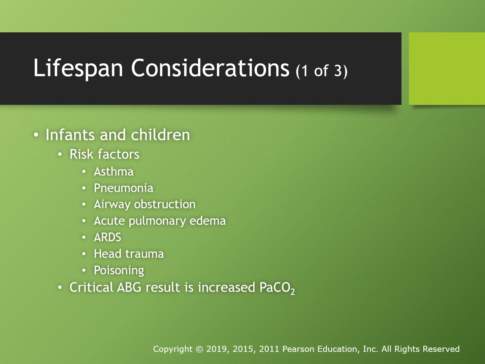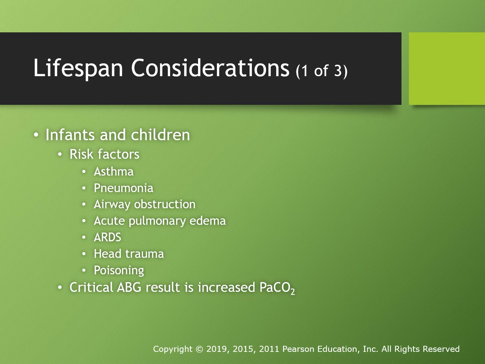Infants and children. Respiratory acidosis is an acid-base disturbance caused by the elevation of PaCO2 with resultant excess of carbonic acid owing to primary defects in lung function or changes in the respiratory pattern. Children with asthma, pneumonia, airway obstruction, acute pulmonary edema, acute respiratory distress syndrome, which is ARDS, head trauma, and poisoning are at high risk for respiratory acidosis. In these children, the critical ABG result is increased PaCO2, indicating increased carbonic acid. Serum pH can be normal or decreased.